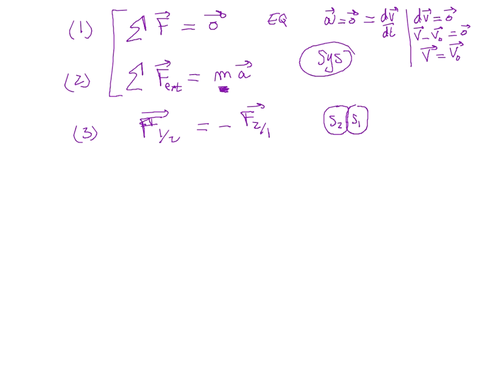So the third law is never applied to one system. The third law is always applied between systems when you have more than one system connected. That's a big distinction between the first and the second and the third. Perfect. So those are definitions.